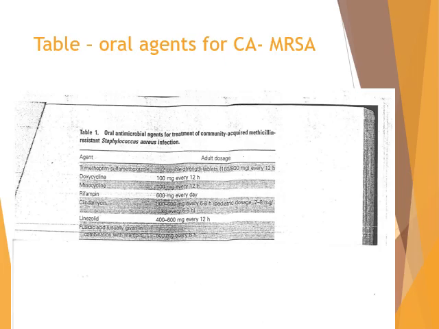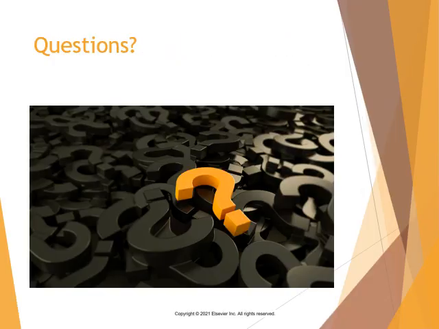This is just a table identifying some of the oral agents and adult dosages for community-acquired MRSA infections. That completes our presentation on infectious diseases, some common infectious diseases in the adults.